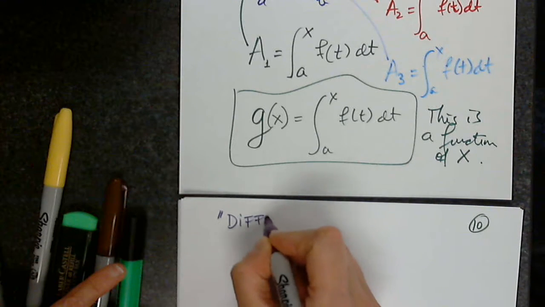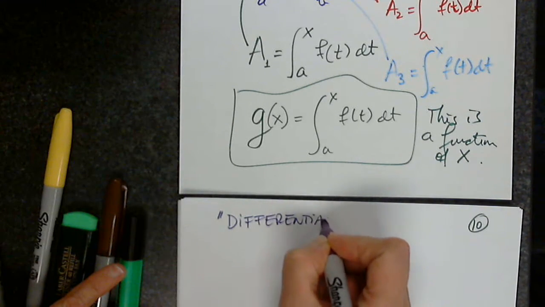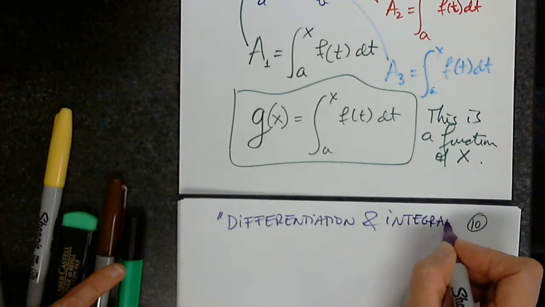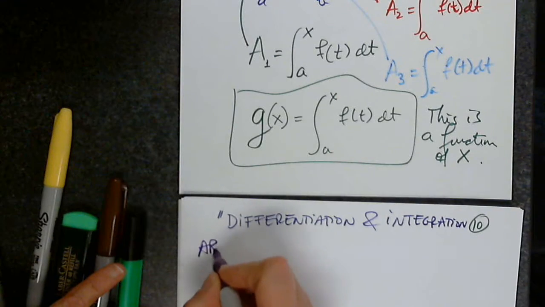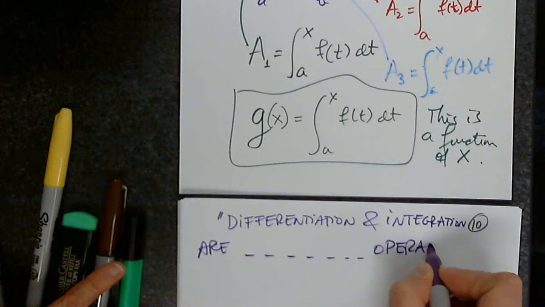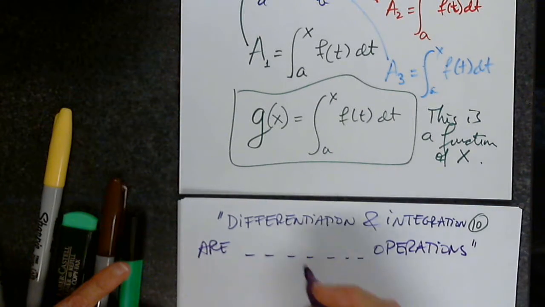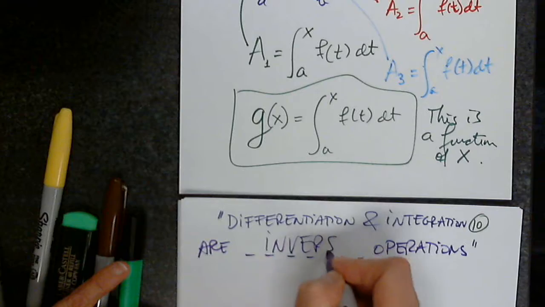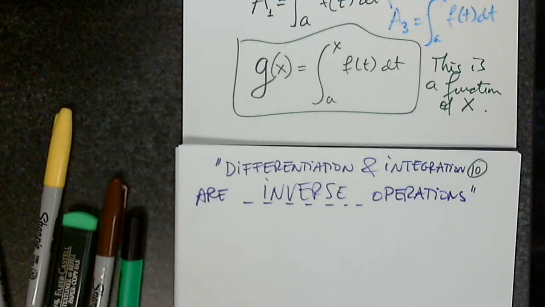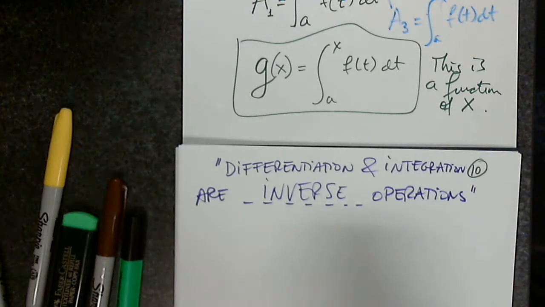Differentiation and integration are very good. And how do I illustrate this? I illustrate it with this function. So I'm going to copy that function right here and illustrate that differentiation and integration are inverse operations.